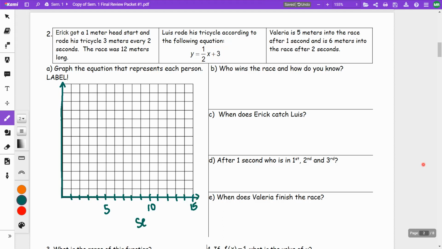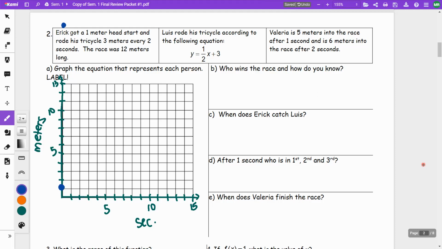And this is seconds. My Y axis, 1, 2, 3, 4, 5, 6, 7, 8, 9, 10, 11, 12, and I'm going to end up, the highest is going to be 13 on this side, and this is going to be meters. Okay, so if I'm dealing with Eric, I'm going to do Eric in this blue. So I know he had a 1 meter head start. So 1 meter head start, I'm going to have a point at 0,1.